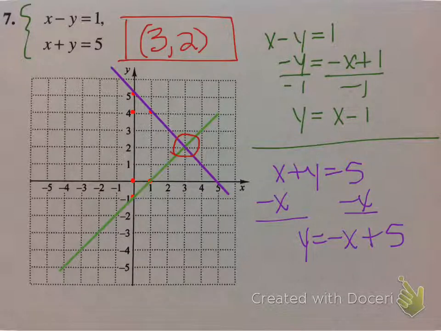If we were to classify this system, because we have one solution, this would be considered to be consistent, and since we have two separate lines, then it would be independent because we have two independent lines. So consistent because we have one solution, and independent because we have two unique lines.